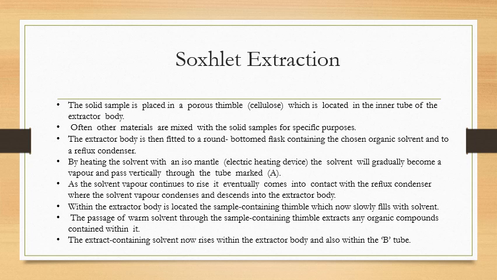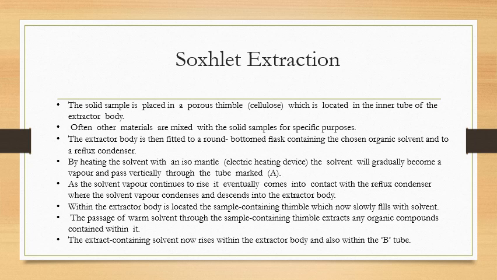By heating the solvent with an isomantle electric heating device, the solvent will gradually become a vapor and pass vertically through the tube marked A. It is shown in previous slide. As the solvent vapor continues to rise, it eventually comes into contact with the reflux condenser, where the solvent vapor condenses and descends into the extractor body.